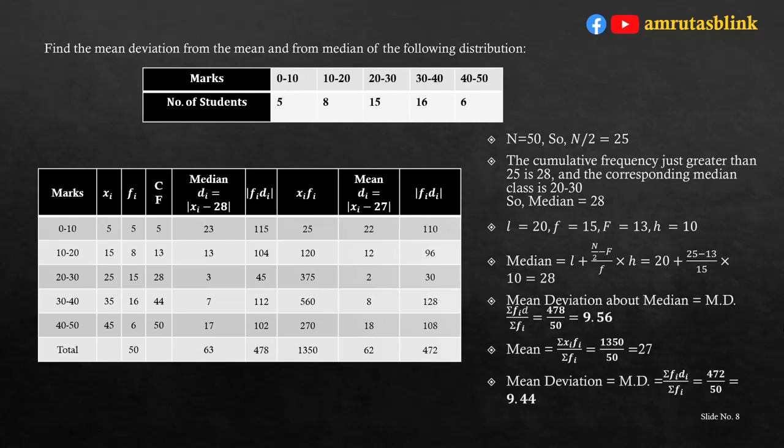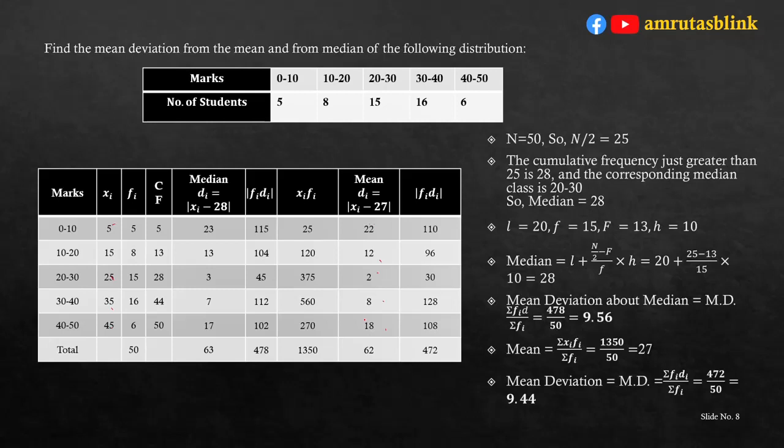So the difference of 5 and 27 in the modulus sign is 22. Then 27 minus 15 is 12, 27 minus 25 is 2, then 35 minus 27 is 8, and 45 minus 27 is 18. So these are the deviations. Now what is the formula for mean deviation? Mean deviation is equal to summation fi di upon summation fi.